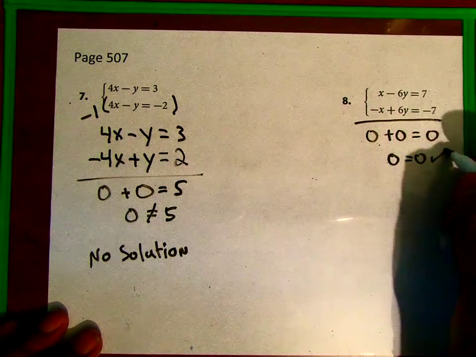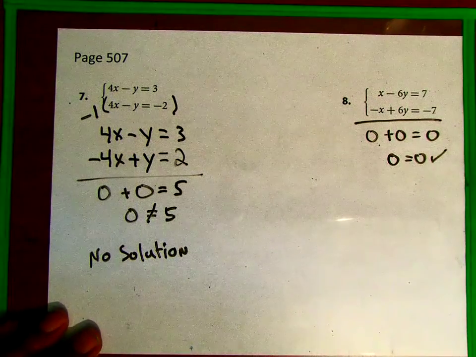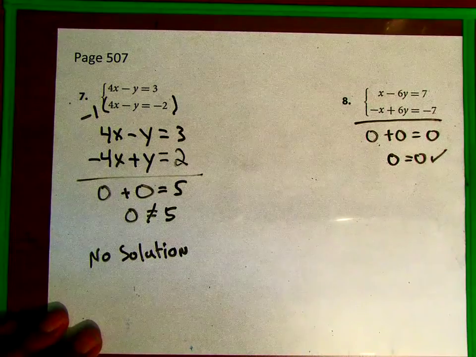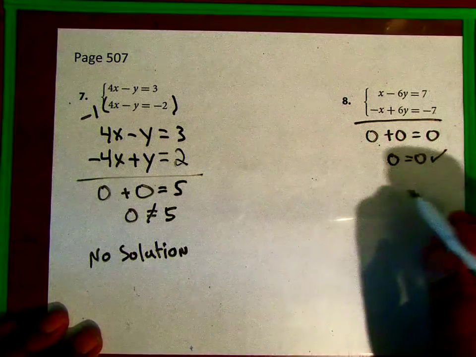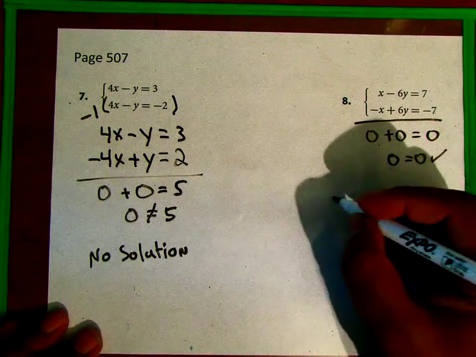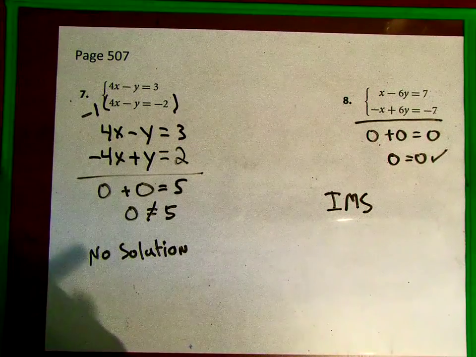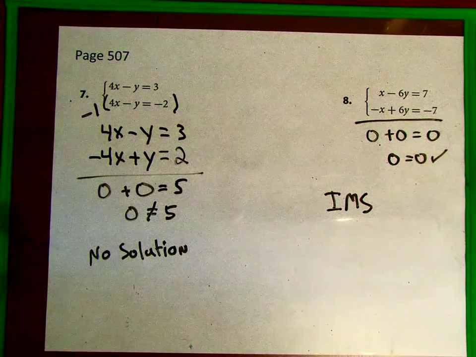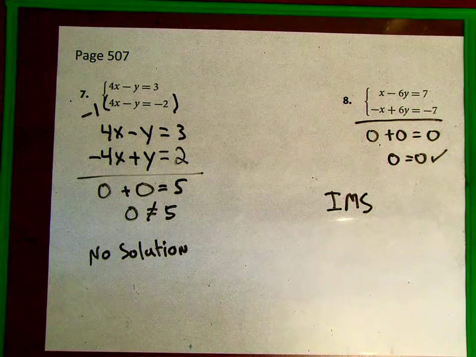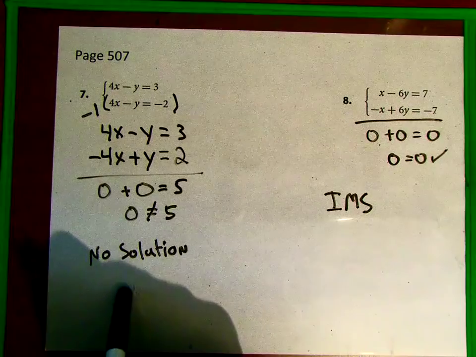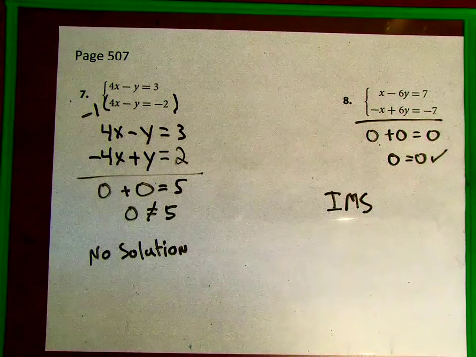That's true. All right. So if you get a true statement like that and both of your variables are gone, that's going to be infinitely many solutions. So those are two special case systems of equations, where you get no solution and infinitely many solutions, with the elimination method.